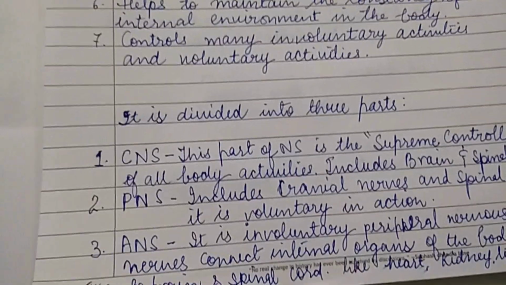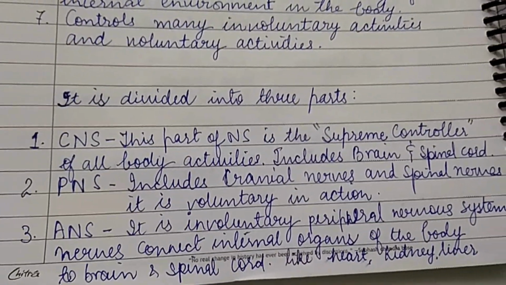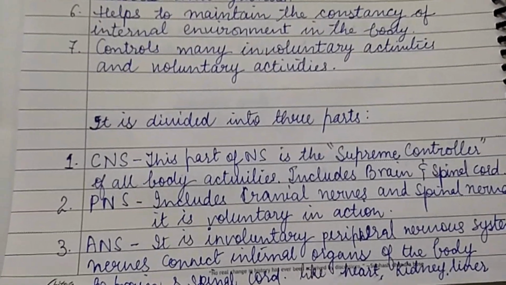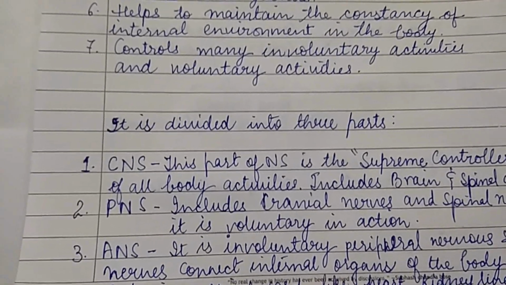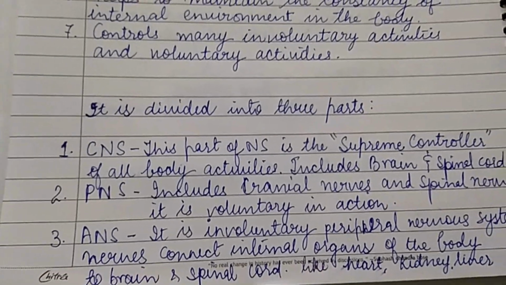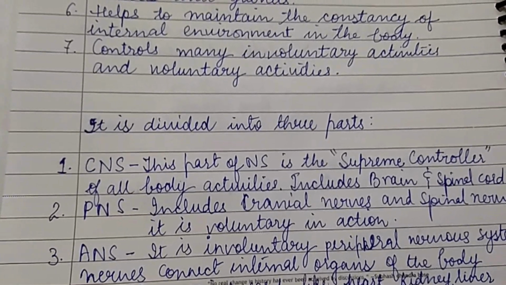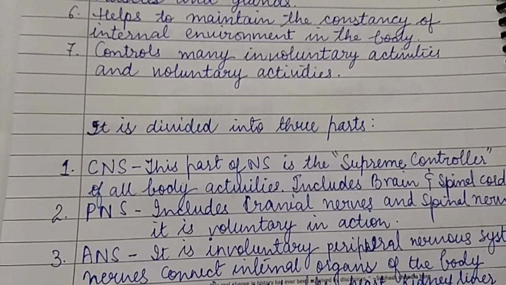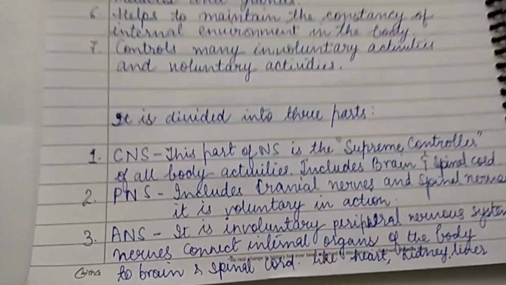Now, the nervous system is divided into three parts: central nervous system, peripheral nervous system, and autonomous nervous system. Central nervous system comprises of brain and spinal cord, and they both are derived from neural tube. What is neural tube? Neural tube is a hollow structure in an embryo from which brain and spinal cord form. And any defect in this development can cause congenital anomaly.